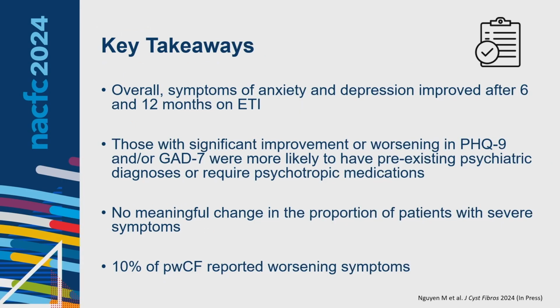So the key takeaways are that overall symptoms of anxiety and depression did eventually improve at that 12-month mark on ETI. Those with significant or worsening improvements were more likely to have pre-existing psychiatric diagnoses or require psychotropic medications at baseline. There were no meaningful change with regards to the proportion of patients who had severe symptoms. It's important to realize, though, there were 10% of patients who did have a worsening of their symptoms.